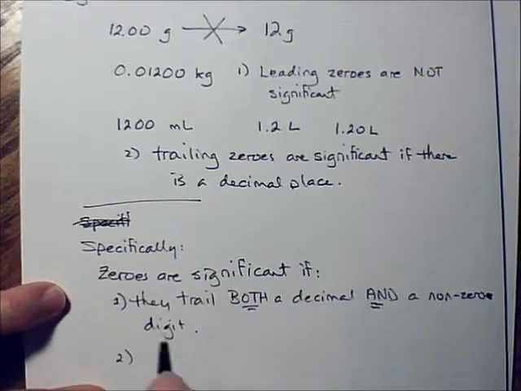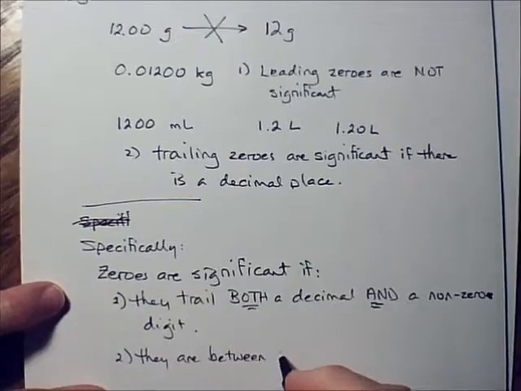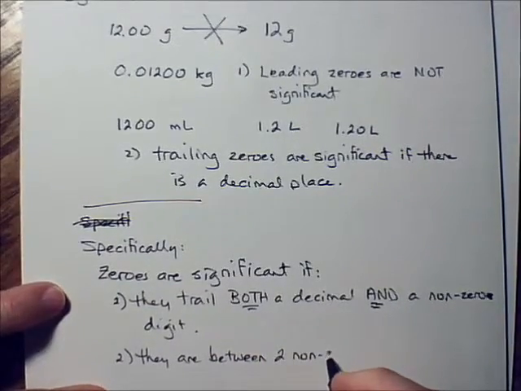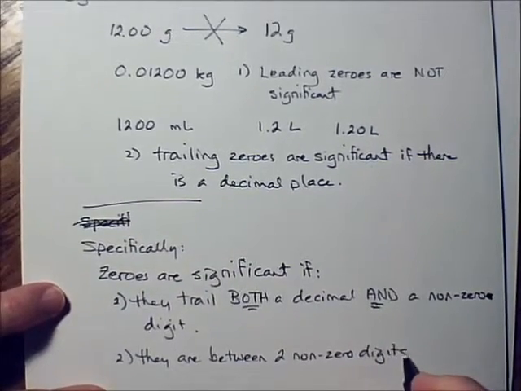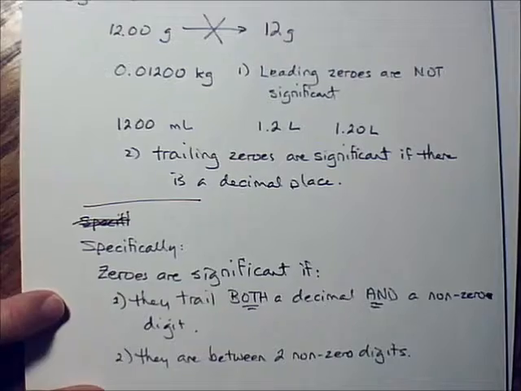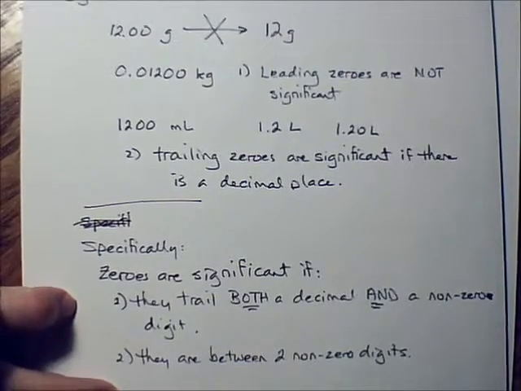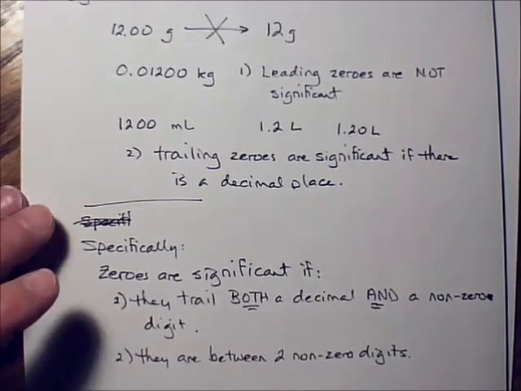Rule 2. They are between 2 non-zero digits. Okay? If you memorize those 2 rules about significant zeros, you got it. You can apply it to anything you got. That's pretty much it. Now you got to know how to use it. We're going to show a few examples here to try to figure out how to use it.